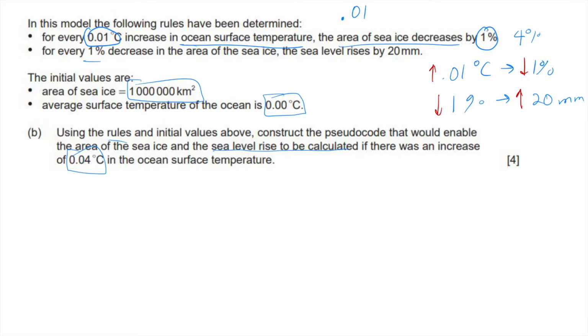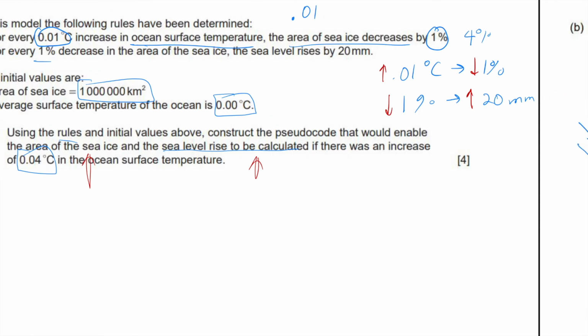of the sea ice to be calculated if there's an increase. So we want to get the area of the sea ice that's going to be left over, and then the sea rise. We already got the area of the sea rise, so now we just want to calculate the sea level rise that will take place.